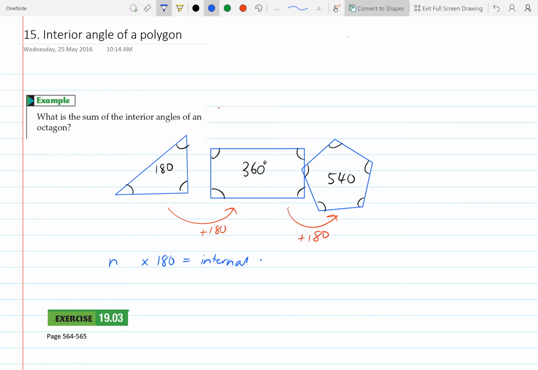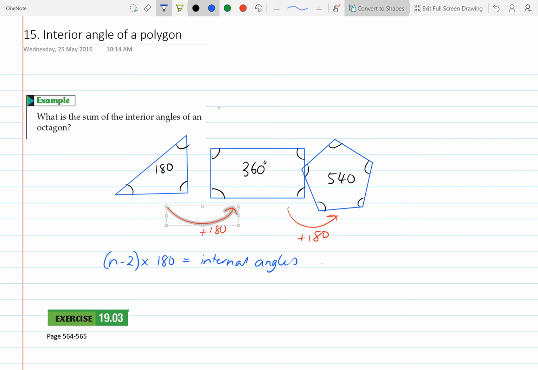Except that doesn't quite work, because if we look at this one here, 3 times 180, that's not 180. 4 times 180, that's not 360. And 5 times 180, that's not 540. And so we have to take 2 off the sides and then times it by 180.